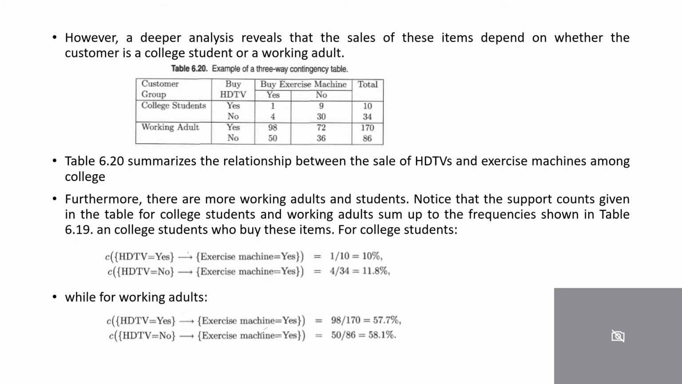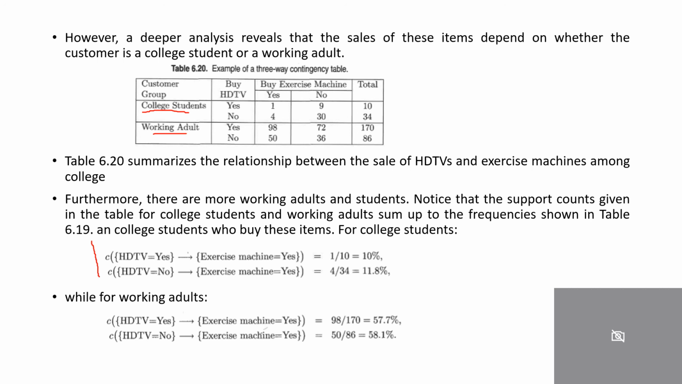What he has done is he has now divided the table into two customer groups, college students and working adults. The previous table has been divided like this. So if you see here, he has divided the data, and this gives a pattern of how many college students have purchased HDTV and exercise machine, and how many working adults have purchased HDTV and exercise machine, right? Now if you observe this, here he has clearly calculated the confidence of the rule HDTV yes produces exercise machine yes.